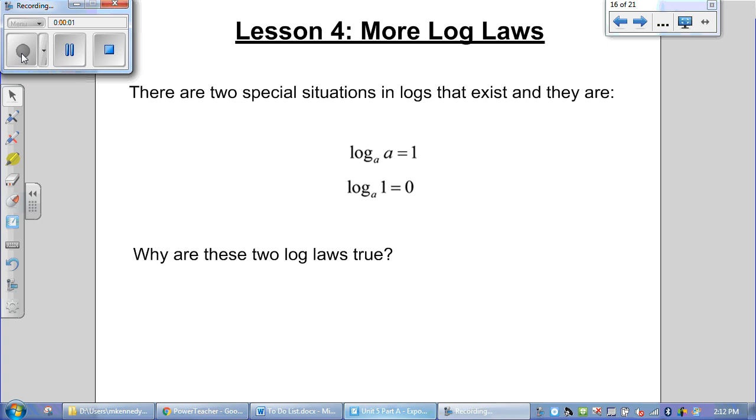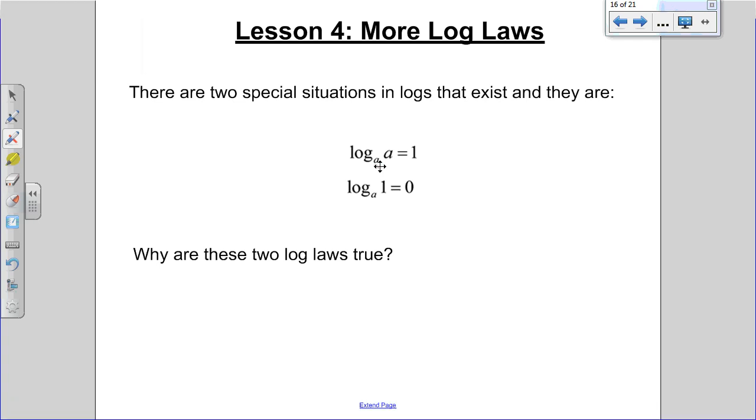3 log laws left to learn. The first 2 are not even really log laws, it's just knowing what's going on. The log laws have to do with the number 1 and with the bases and the arguments being the same thing. The first one says, anytime you have a log where the base and the argument equal each other, the value will always equal 1.